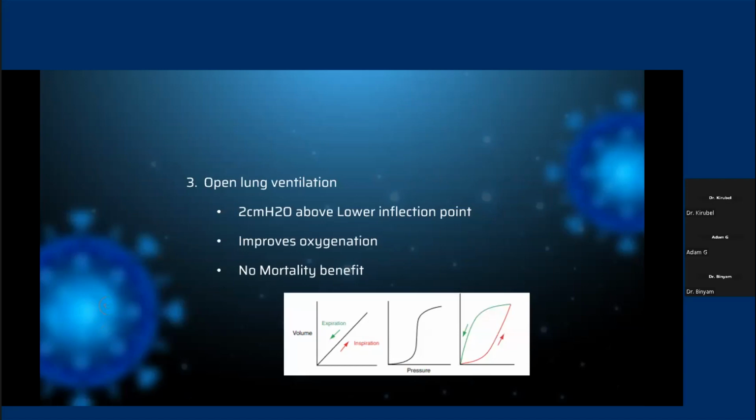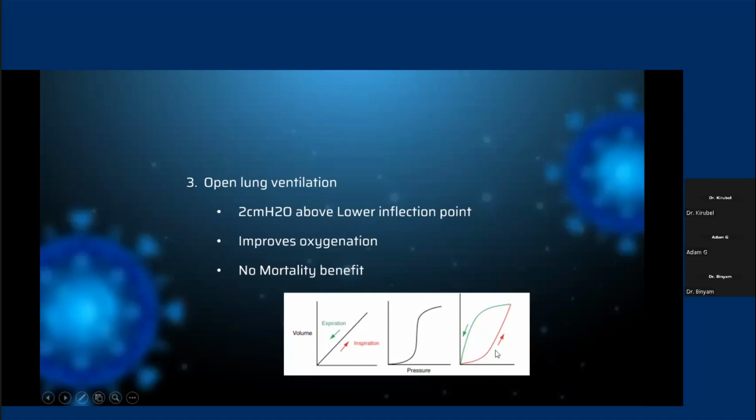The other technique, the other recruitment maneuver, is open lung ventilation. I want you to concentrate on the lower part of the slide. There are two areas where the direction of the line changes. This is called the lower inflection point, and this is called the upper inflection point. You can see the reflection of this on the loop of the mechanical ventilator curve waveforms.